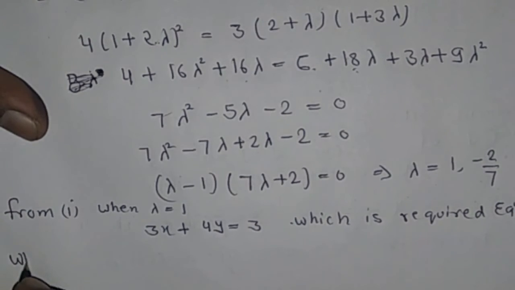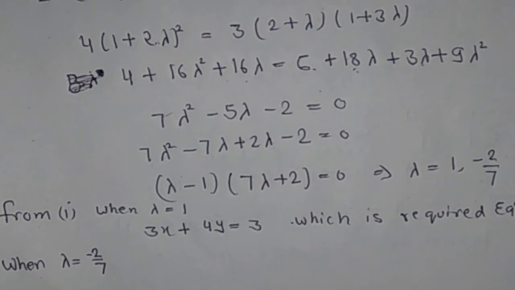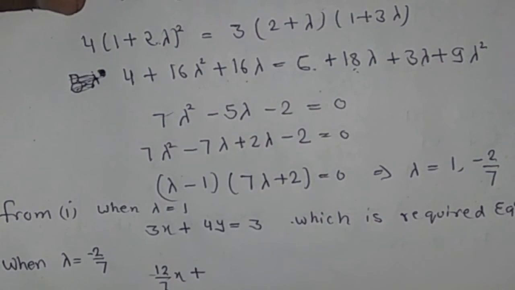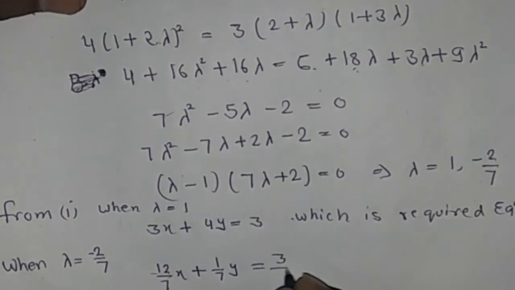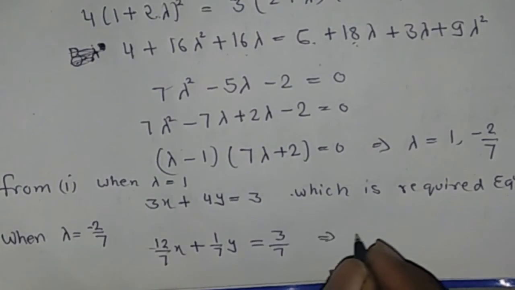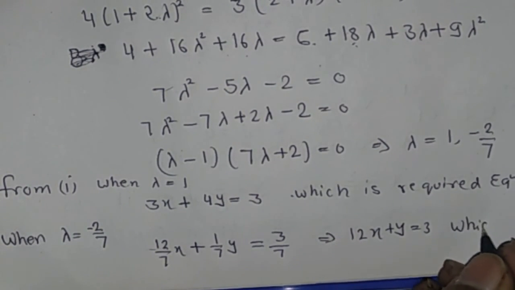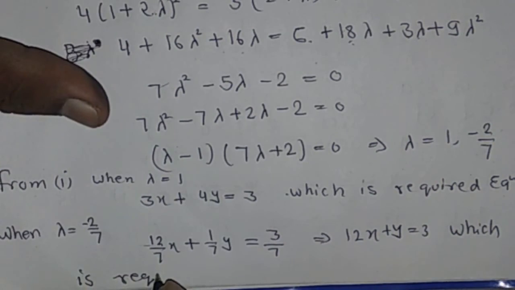When lambda equal minus 2 by 7, then we have (12 by 7)x plus (1 by 7)y equal 3 by 7, which implies 12x plus y equal 3, which is the required equation.